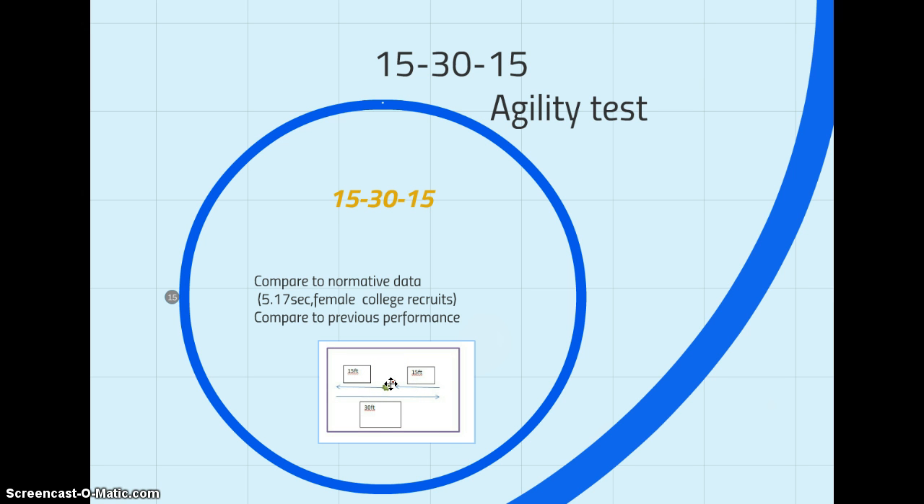Normative data shows a little over 5 seconds for female collegiate recruits. And this data could be used to compare preseason trials to either midseason or even postseason.